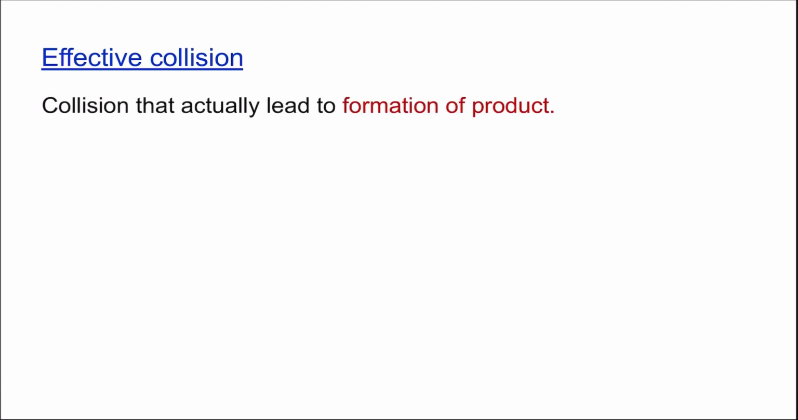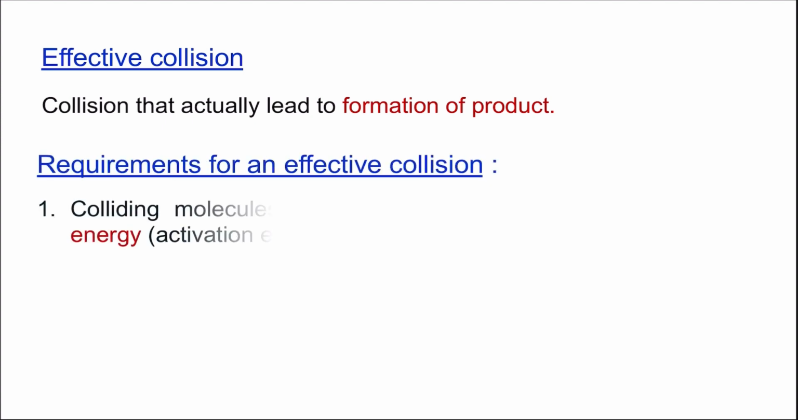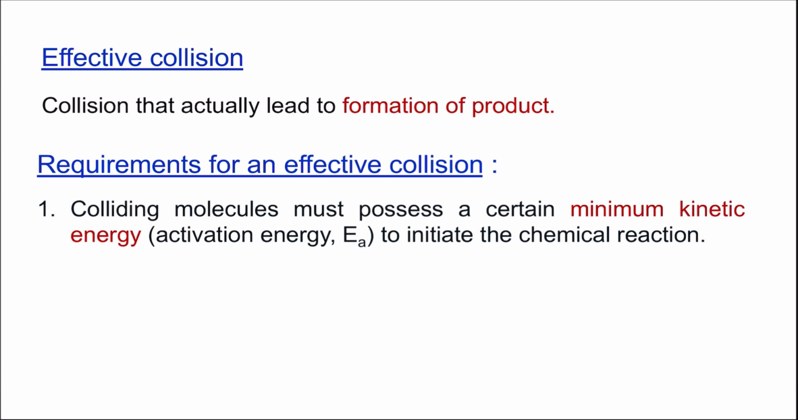So itu maksud effective collision, ataupun dalam erti kata lain in chemistry, it is a collision that actually lead to the formation of product. So there are two requirements for effective collision. The first one, the colliding molecules mesti possess a certain minimum amount of kinetic energy to initiate the chemical reaction. Maknanya molekul tu mesti ada energi untuk memulakan chemical reaction, iaitu memulakan pelanggaran. Dan kinetic energy itu mesti besar daripada activation energy ataupun equal.